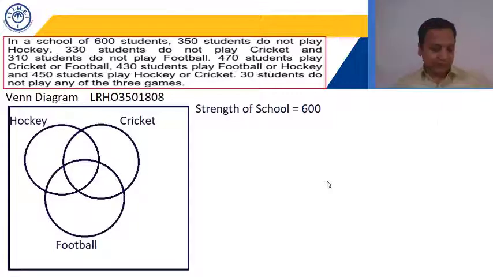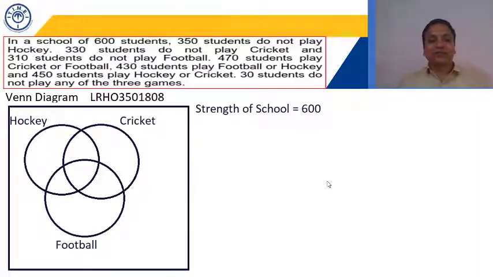Coming to the first set, that is question number 14 to 17. In a school of 600 students, the strength of the school is 600. 350 students do not play hockey. So out of 600 students, 350 do not play hockey. Can we safely say 250 play hockey? 330 students do not play cricket out of 600, and 310 do not play football.